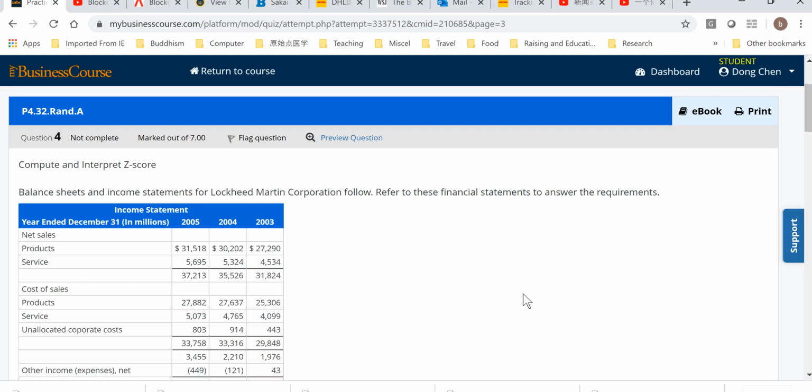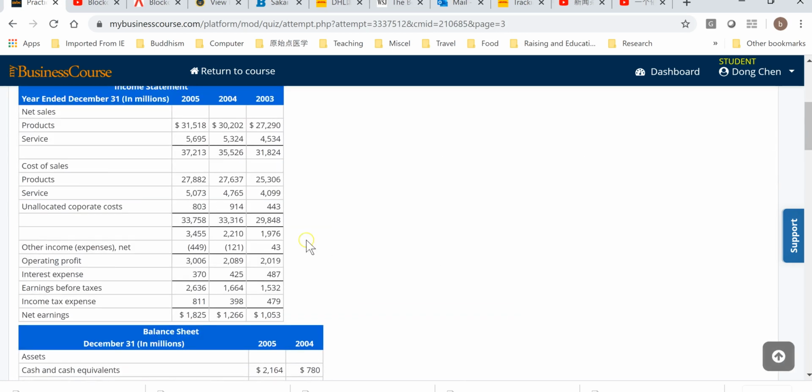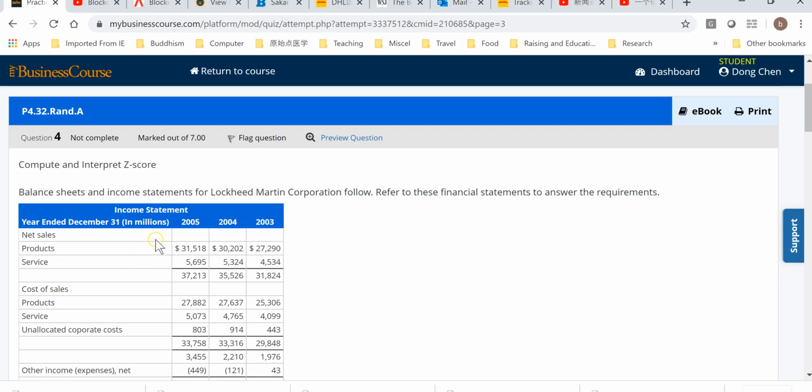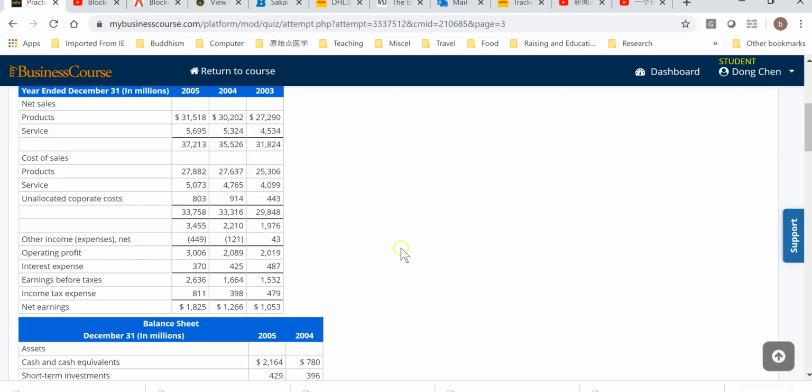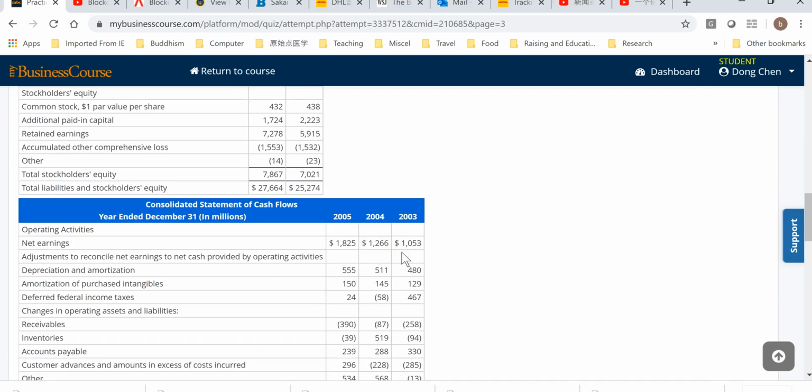This is question number 4 on the practice homework 3, or homework 3. So this is a question about computing and interpreting the z-score. We know that the z-score is a measure used to predict the risk of bankruptcy. Here we're provided with three financial statements of Lockheed Martin Corporation: income statement, balance sheet, and cash flow statement.